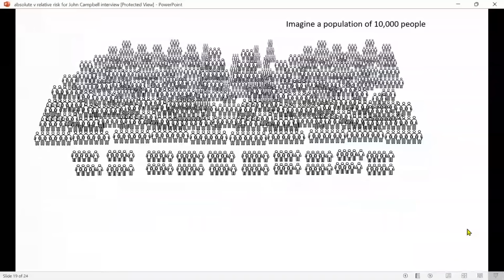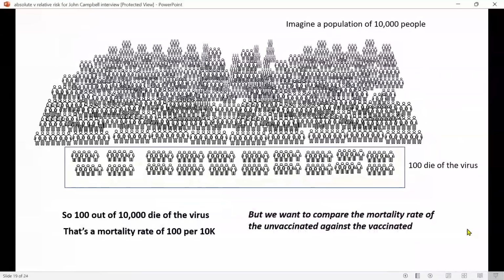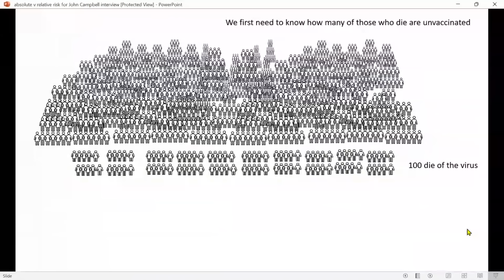So we know, 100 die of this virus. So 100 out of 10,000 die of the virus, which is a mortality rate of 100 per 10,000, right? But of course, we want to know the difference between the mortality rate in the unvaccinated against the vaccinated. First of all, we need to know how many of those who die of the virus were vaccinated and how many were unvaccinated. Well, let's suppose that 20 of those who died were unvaccinated, and 80 are vaccinated, right?